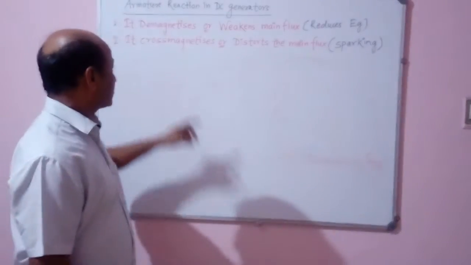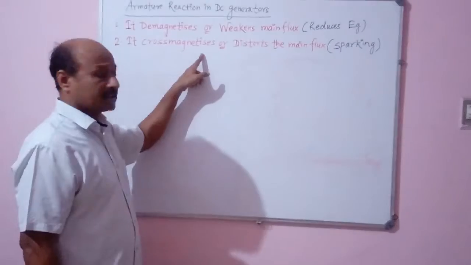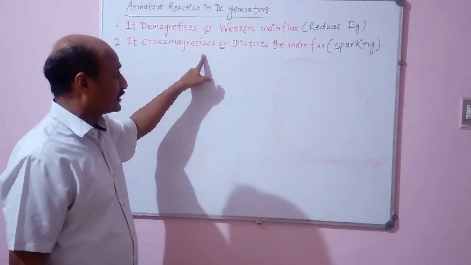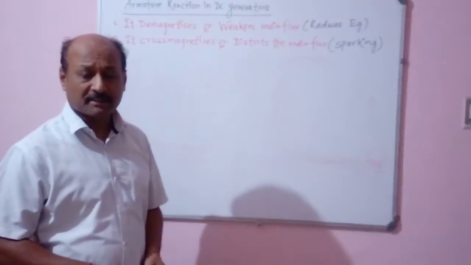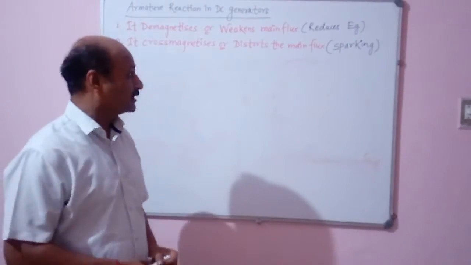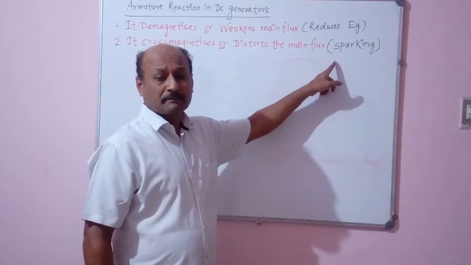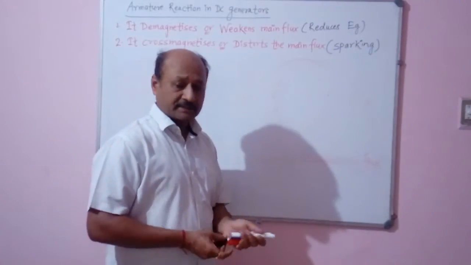So what is the second effect of the armature reaction? It cross magnetizes or distorts the main flux. There are some distortions in the main flux. Due to that distortion, what happens? Sparking will occur in the generator.